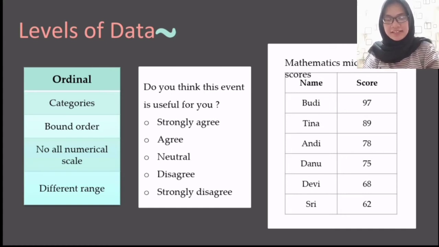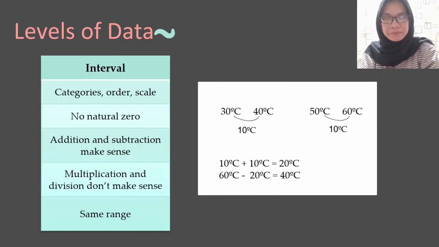And second example is mathematics mid-test course. There are 6 students and they have different scores. And the person who took first position is Budi because he got the biggest score, and then the second position is Tina, and so on. The range score between Budi's score and Tina's score is 8 points, whereas the range score between Tina's score and Andy's score is 11. It has different range. It is ordinal data.